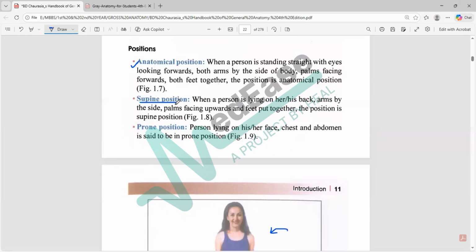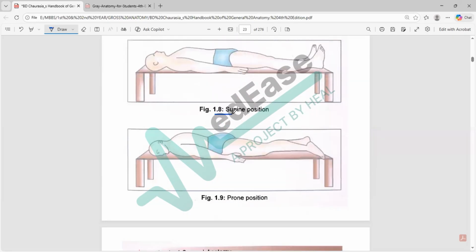Next, we have the supine position. Now let me show you. This is our supine position. The person will be resting on his back, thighs and buttocks, and here the palms will be facing superiorly, the head will also be facing superiorly, and the thorax and the anterior aspect of the thigh will be present superiorly, with the arms dangling on either side, also facing superiorly.